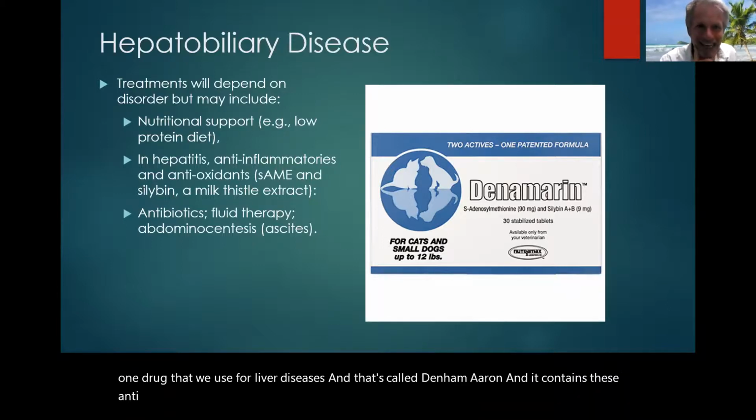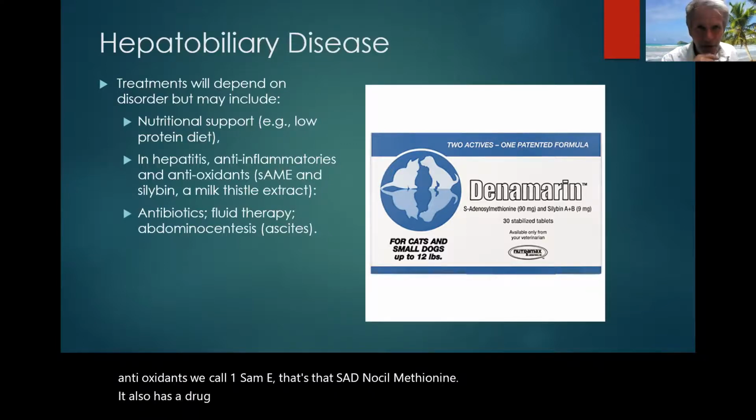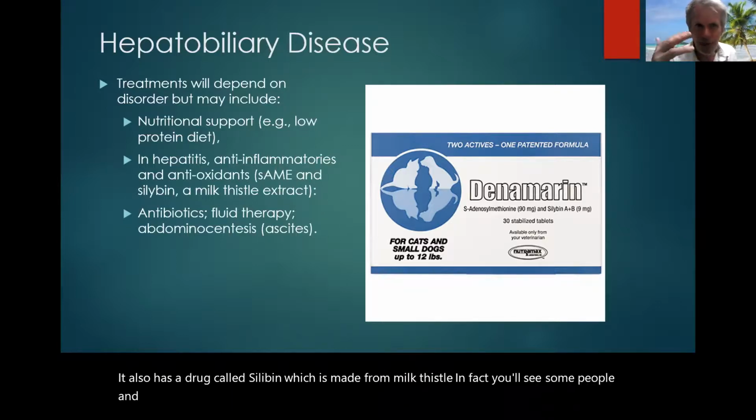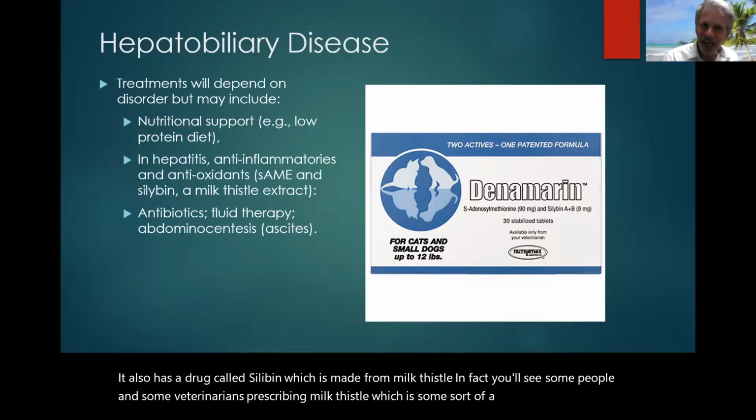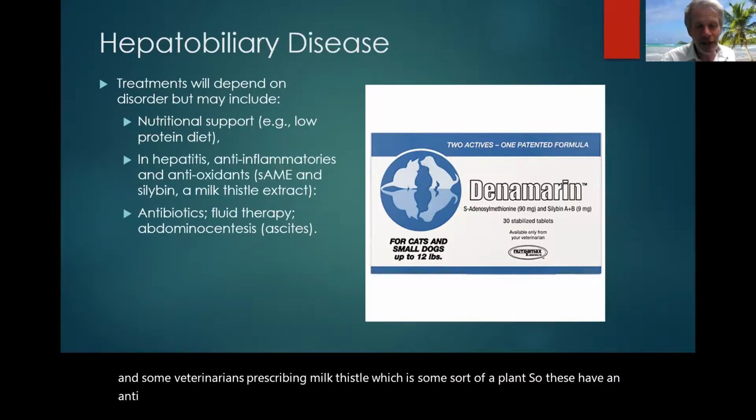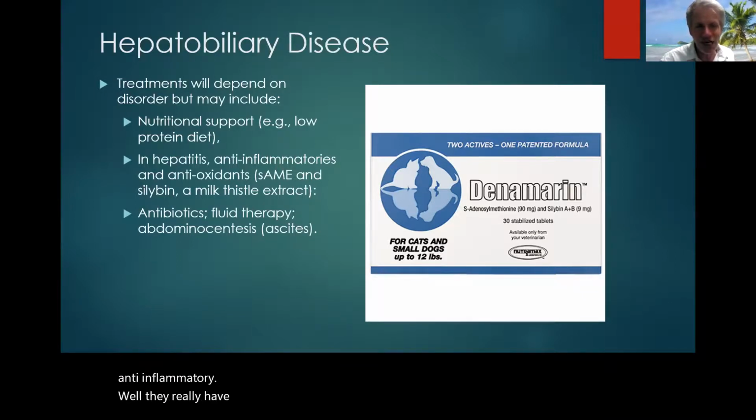We call one SAMe, S-adenosylmethionine. It also has a drug called silibin, which is made from milk thistle. In fact, you'll see some people and some veterinarians prescribing milk thistle, which is some sort of a plant. So these have an anti-inflammatory, they really have an antioxidant effect to help protect the liver.